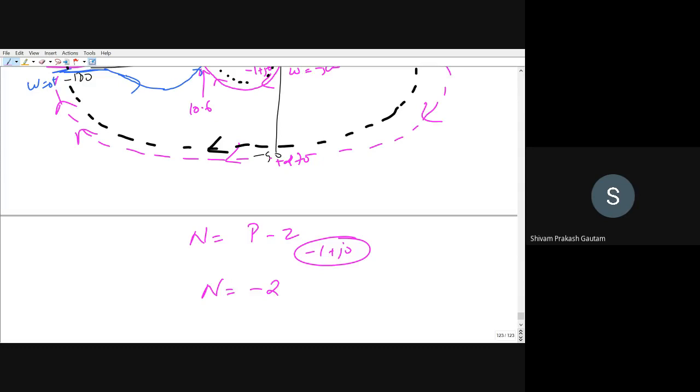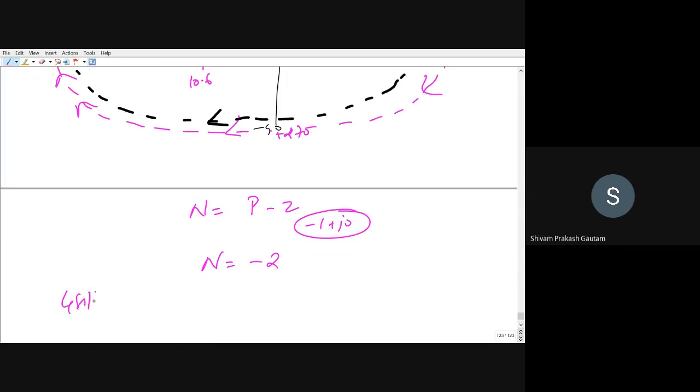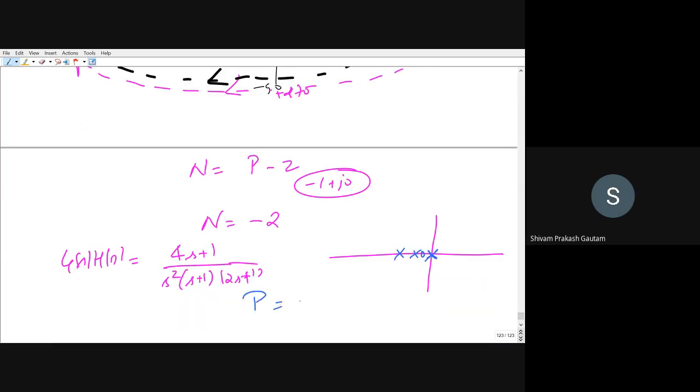And P is what? Number of open loop poles in the right hand side. So if we consider the open loop transfer function again, we write 4s plus 1 upon s square (s plus 1)(2s plus 1). Now tell me how many poles you see on the right hand side? 0, correct. If you want to draw the poles location, I will draw. One pole is at minus 1, one pole is at minus 1 by 2, two poles are at the origin, and one zero is at minus 1 by 4. So this will be the location of poles and zeros. There are no open loop poles in the right hand side, that means P is equal to 0.